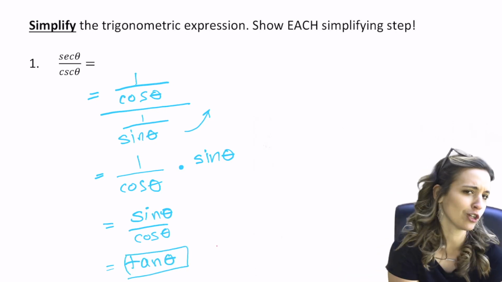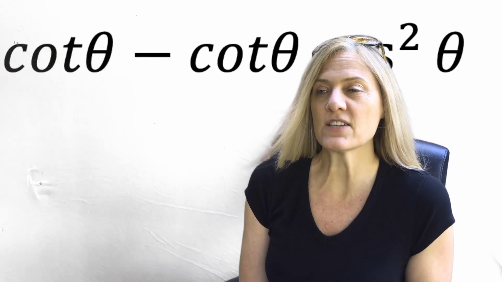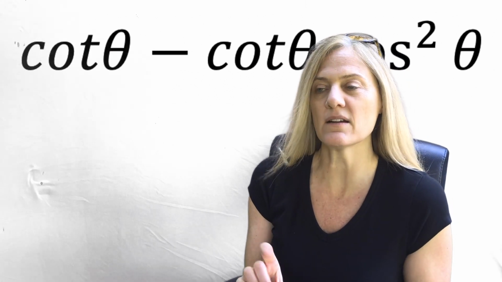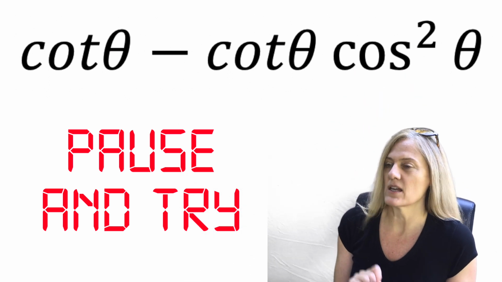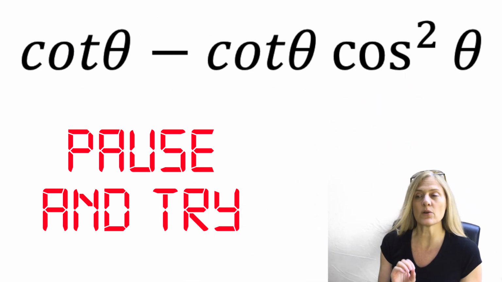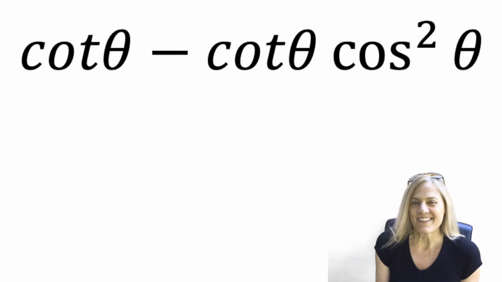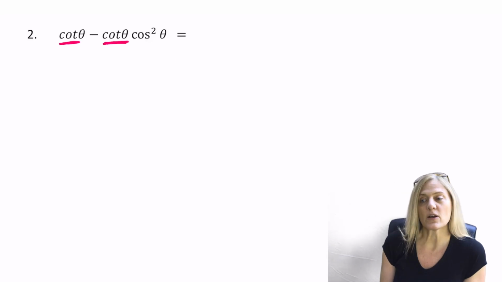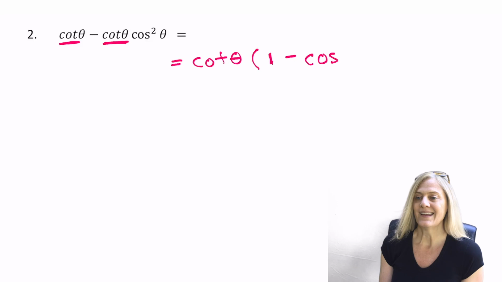Agent R, you want to give one a try? All right, Agent M, what do you got for me? Cotangent theta minus cotangent theta times cosine squared theta. Once again, trainees, you give this one a try. Cotangent theta minus cotangent theta times cosine squared theta. Okay, let's see how you did. We start with a GCF, so I'm going to factor out a cotangent theta, leaving 1 minus cosine squared theta.